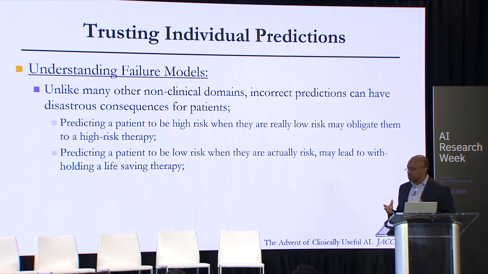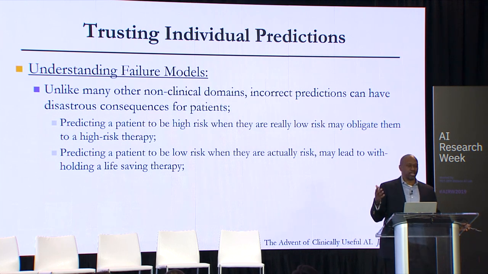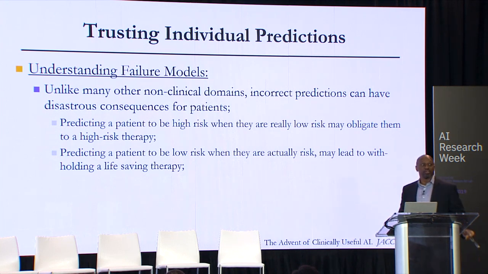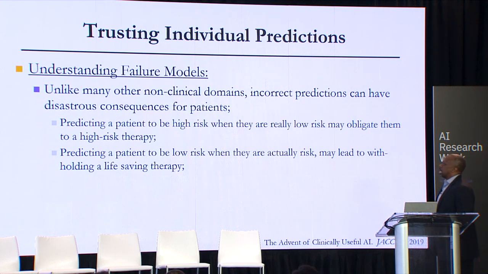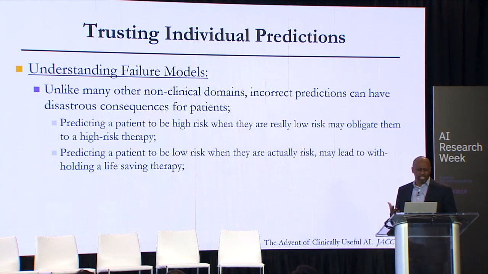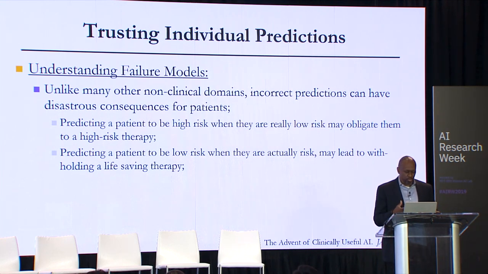When I speak to attorneys of mine who are friends, their first thing is, oh yeah, somebody's going to sue you. That's not the main thing, because to the family that's involved, it's the health and welfare of their loved one. So for example, if a patient is predicted high risk when they're really low risk, you may obligate them to have lots of invasive therapies or dangerous maneuvers that themselves entail some risk.